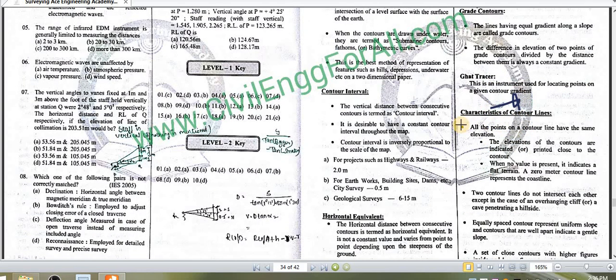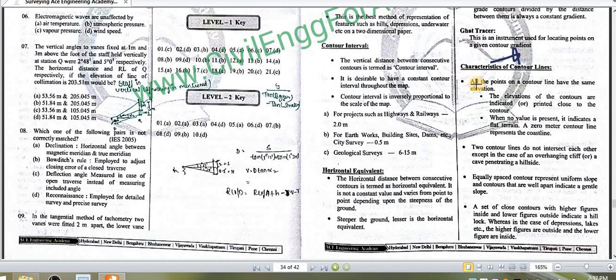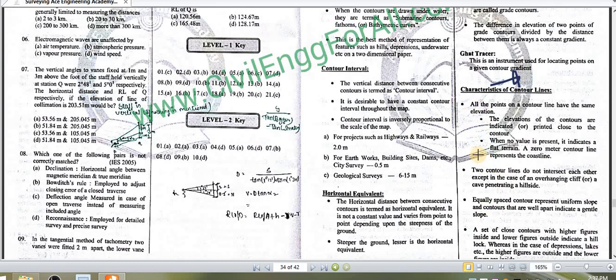After that, the characteristics of contour. We have different characteristics of contour. This is very important because most of the time this type of question is asked in your papers. You need to remember all these characteristics, because if you are doing any contour work, you must know them, since based on that you will have to prepare your map.